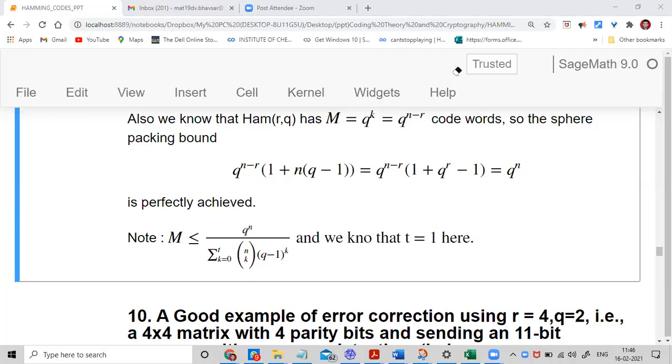2. Okay. So can somebody help us, what is capital M actually? First of all, what is capital M here? Capital M is the size of the code. Okay, what is the size of the code here? Size of the code, you know that it is equal to 2 power k, right? What is k here? Computed earlier. Do not look into this, whatever is available here.